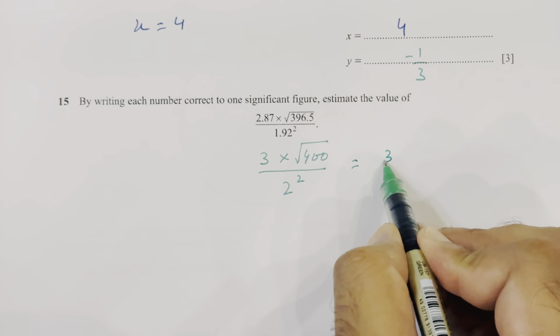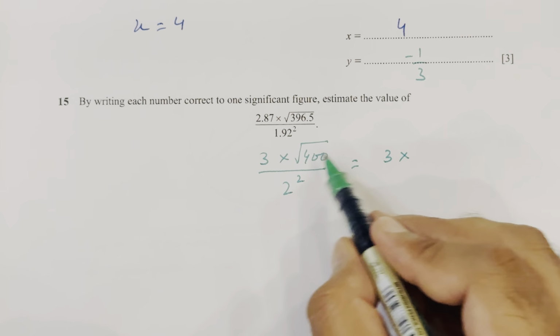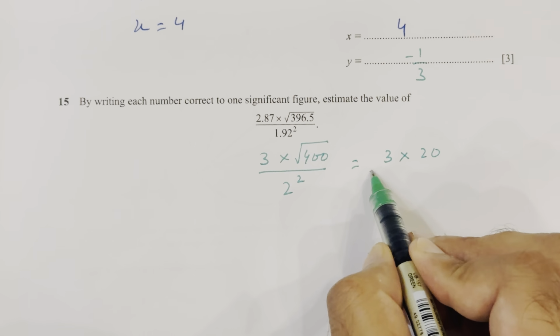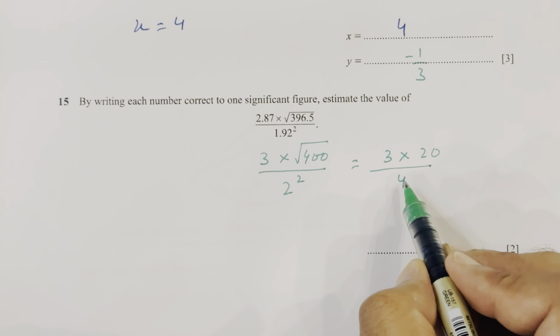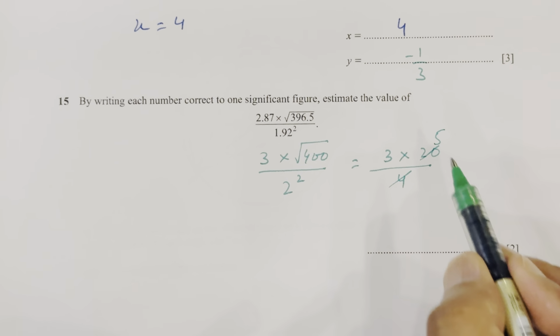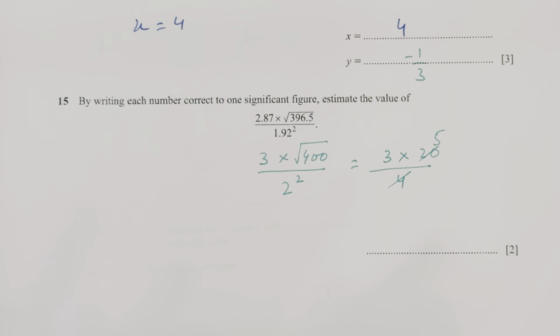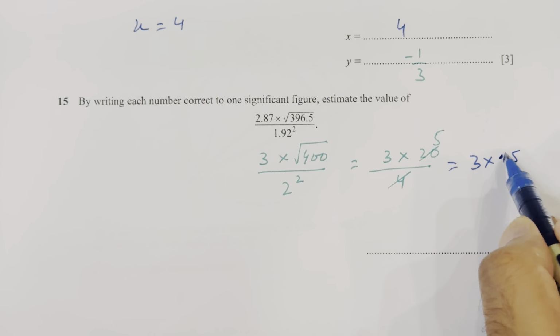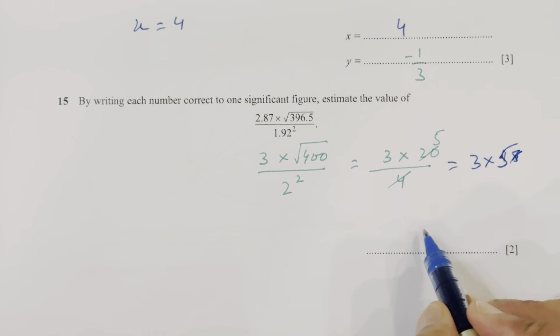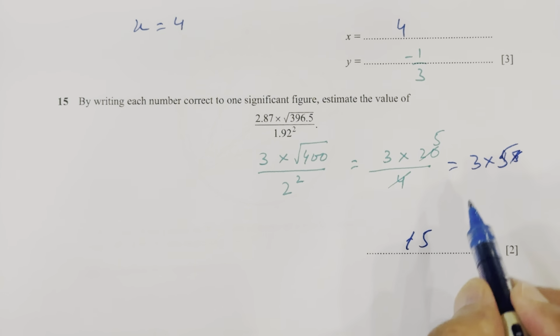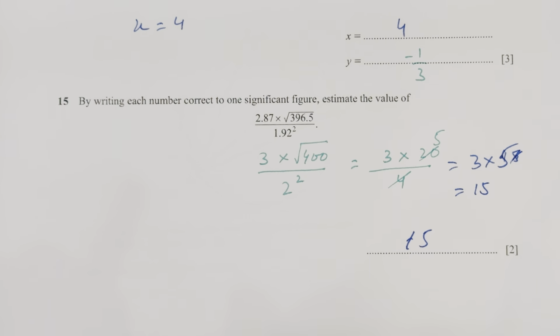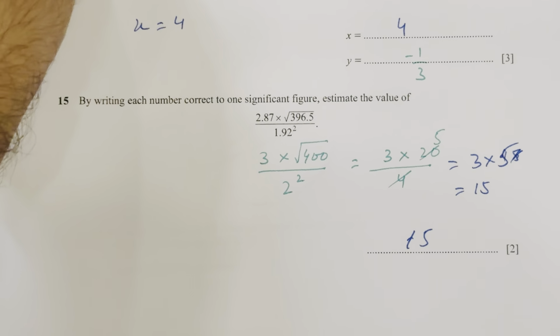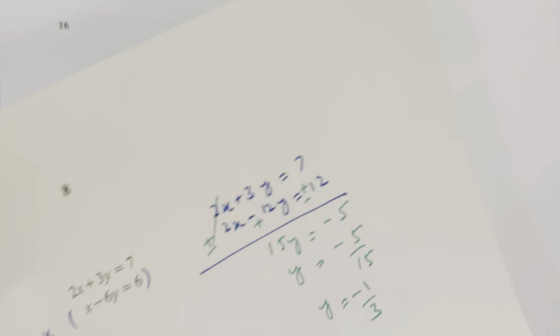So it would be like that, 3 into 20, then it would be 4. 4 fives are 20, then 3 multiplied by 5, we get the answer, that is 15. So this is our answer for question number 15, and the answer is 15.